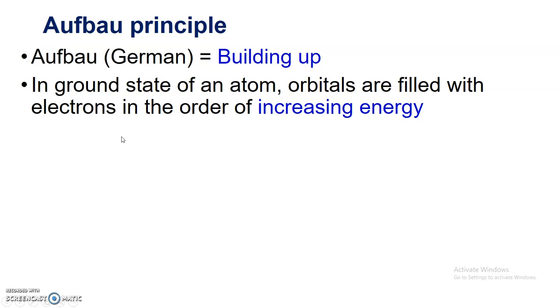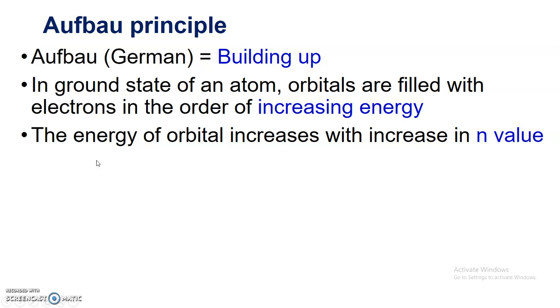If there are 3 electrons, then accordingly electrons are filled step by step. The next electron again prefers the lowest energy. When the lowest energy orbital is filled, then the next electron enters the next higher energy orbital. The energy of an orbital increases with increasing value of n. This is very important. When n is equal to 1, that particular shell has the lowest energy, as compared to n is equal to 2, 3, 4, 5.